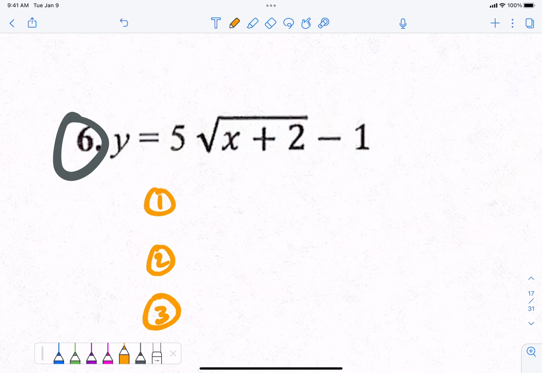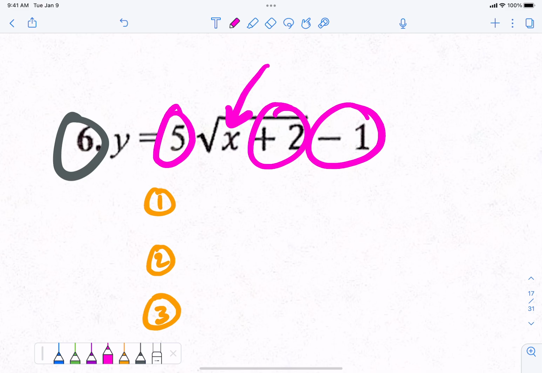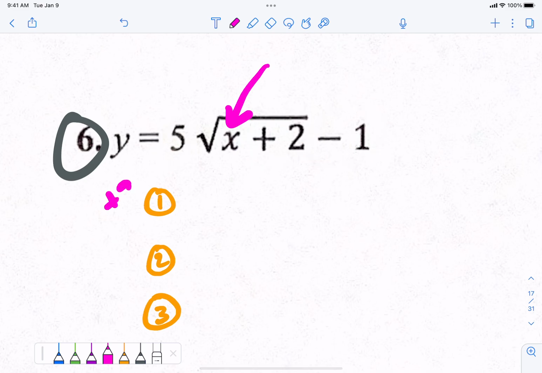Do you want to know how you know? If you were to plug a number in for x, would you multiply by 5, would you add the 2, or would you subtract the 1 first? You would add the 2 first, okay? What does the 2 do? Left 2. Okay, then is the 5 or the 1 coming next? You would multiply by 5 next, okay?